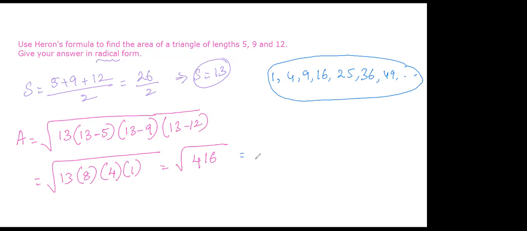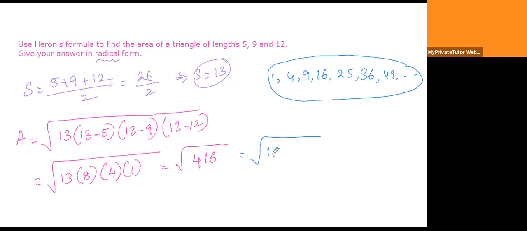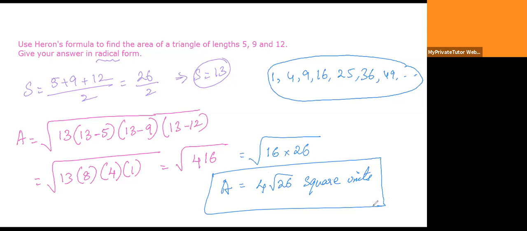16, very nice. If we divide by 16, I know it might take some time to divide it. So which is 16 times 26 or 416, okay? And you know that square root of 16 would be 4. So 4 root 26. Units are not given, so we can write it as square units. Like this. So that's an area.